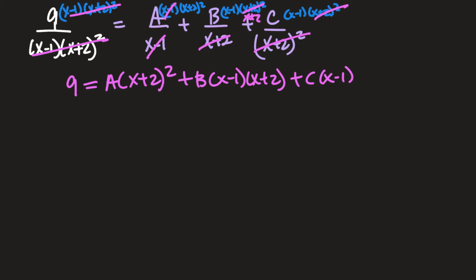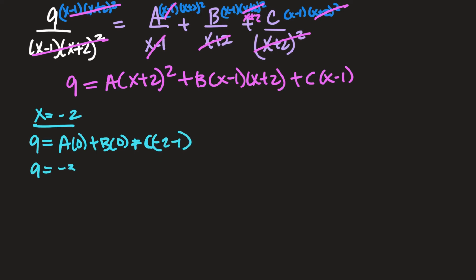So I'm going to start off picking my x values. So I have x is equal to, I'm going to pick negative 2. That negative 2 is going to make this factor and this factor go to 0. So I have 9 is equal to a times 0 plus b times 0 plus c times negative 2 minus 1. 9 is equal to negative 3c. So c is equal to negative 3.